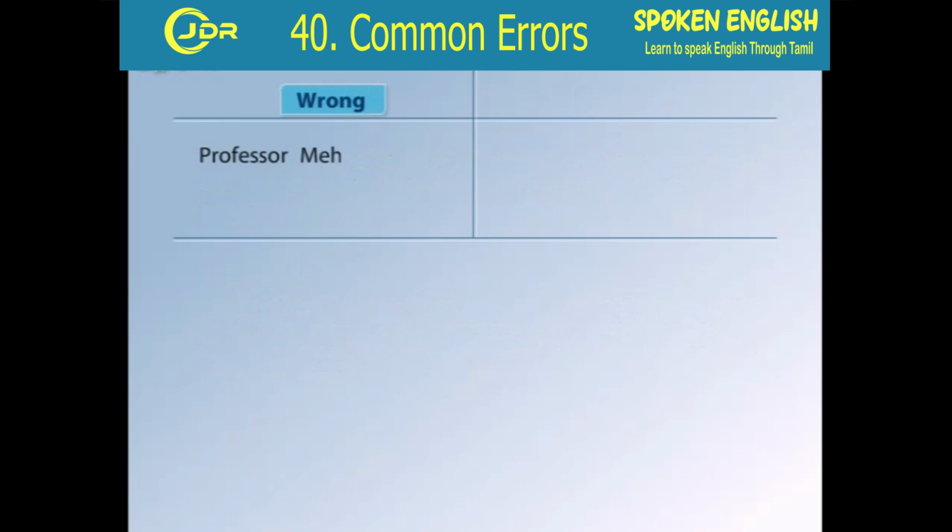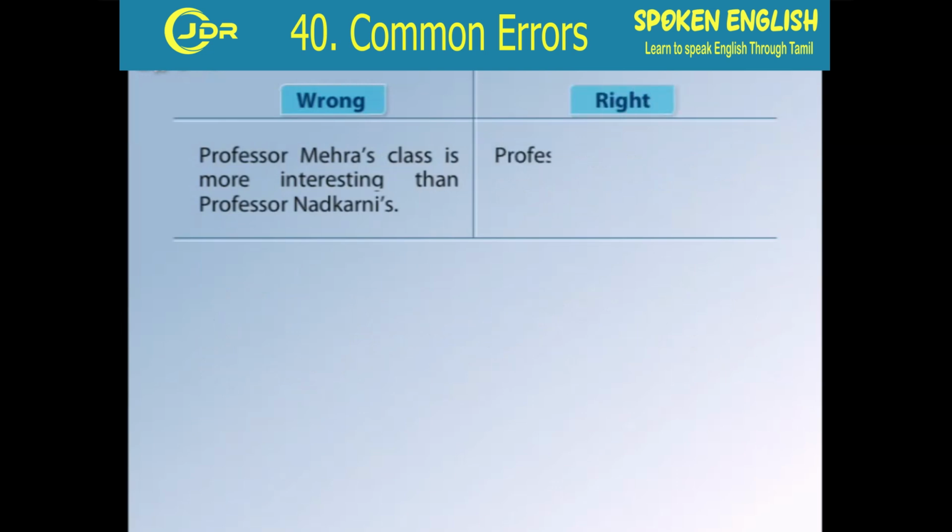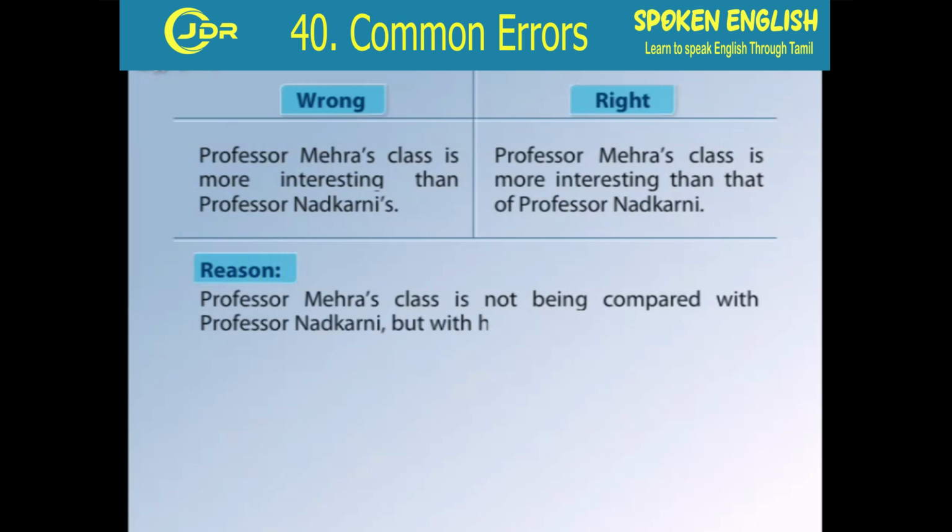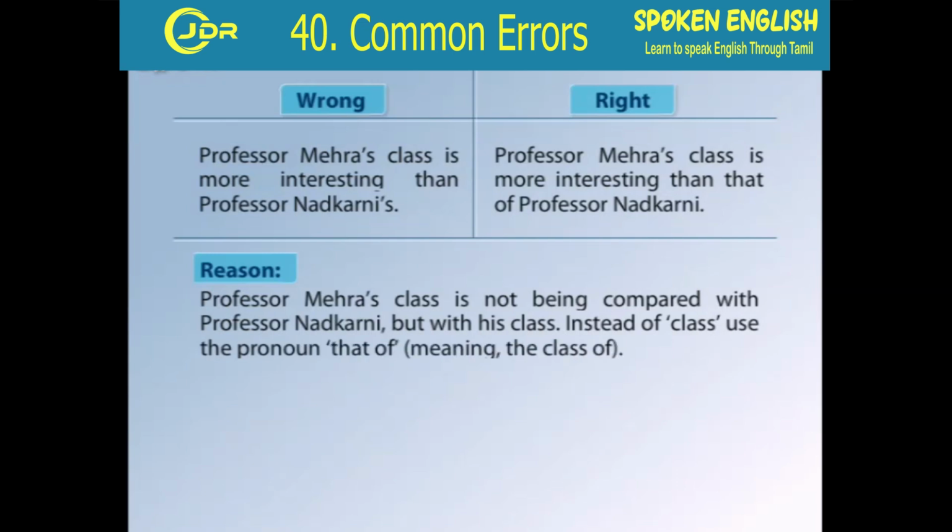Wrong. Professor Mehra's class is more interesting than Professor Nadkarni's. Right. Professor Mehra's class is more interesting than that of Professor Nadkarni. Reason: Professor Mehra's class is not being compared with Professor Nadkarni, but with his class. Instead of class, use the pronoun "that of," meaning the class of.